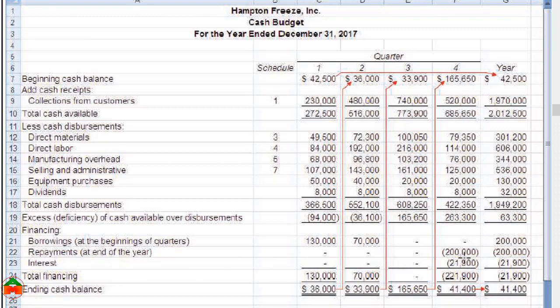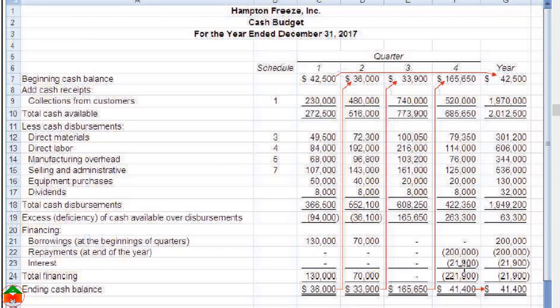Our total amount of loan is, we can see here, we have taken loan 130,000 in the first quarter and in the second quarter 70,000. Total loan 200,000, and this amount would be repaid in the last quarter. We can see repayment at the end of year 200,000. We need to also pay the interest. Now we are going to show the calculation of interest.